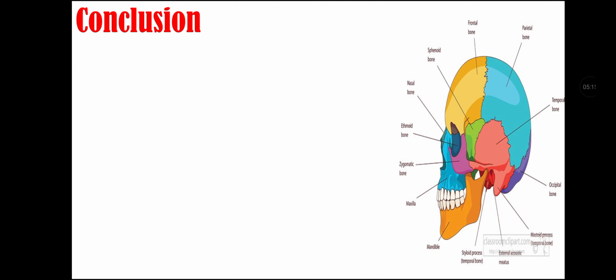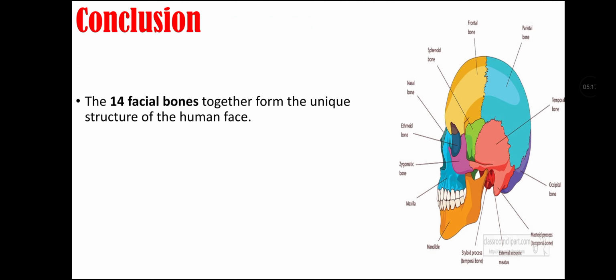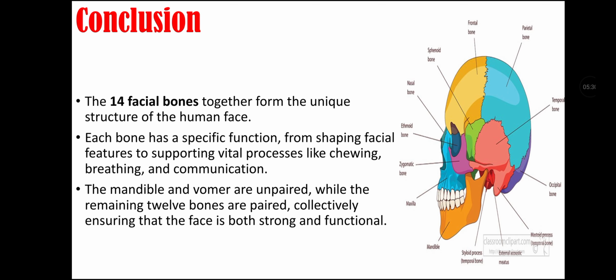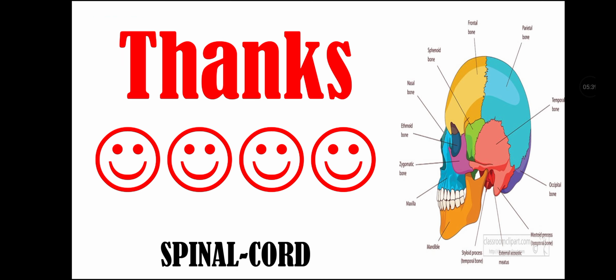Conclusion of this lecture video. The 14 facial bones together form the unique structure of the human face. Each bone has a specific function, from shaping facial features to supporting vital processes like chewing, breathing, and communication. The mandible and vomer are unpaired while the remaining 12 bones are paired, collectively ensuring that the face is both strong and functional. And this was all about facial bones.